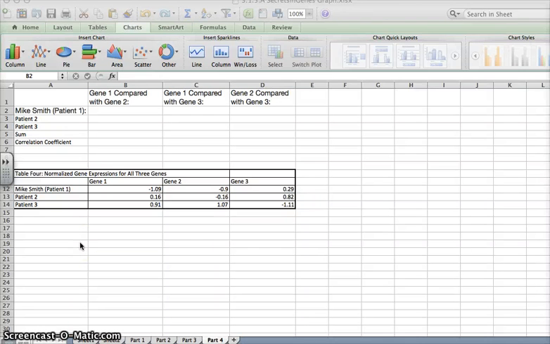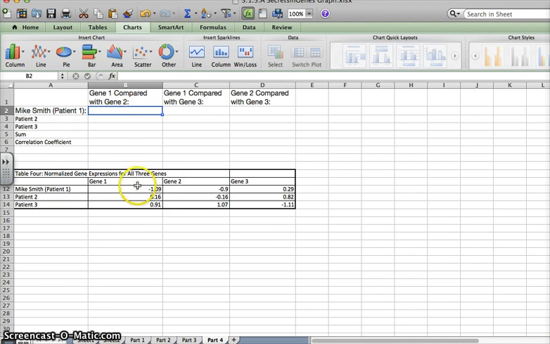Alright, we're finally getting to the point where we can actually find the correlation coefficient, which shows us how related the genes are. Are they behaving the same way, a different way, or something else? So what we're going to do is take patient 1's gene 1. We put an equal sign, gene 1, and multiply it, so that's the star, the shift key above the 8. And then we press gene 2 and we get the answer.